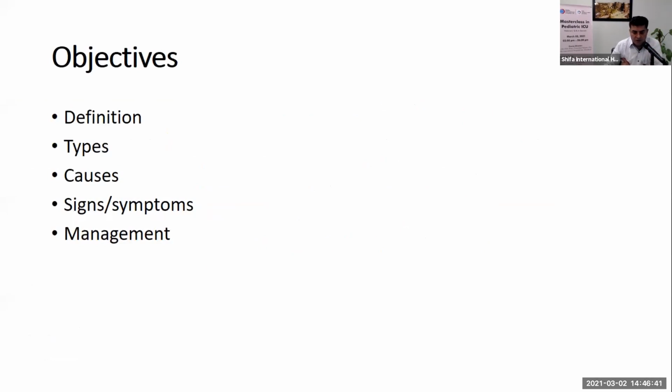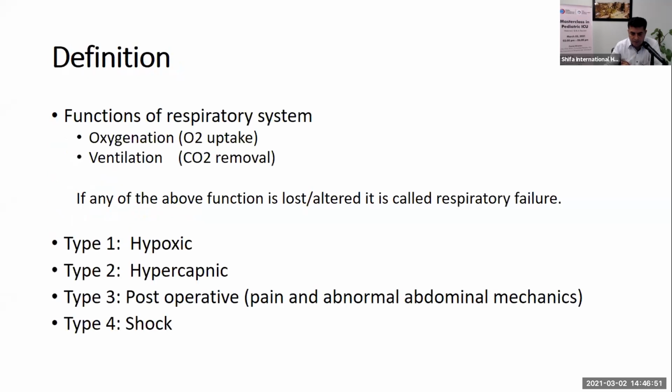Objectives of the talk will be the definition of respiratory failure, the types, a few important causes, signs, symptoms, and management. So let's talk about the definition first. Respiratory failure, as you know, the functions of the respiratory system are oxygenation, in which there is oxygen uptake into the blood, and ventilation, where there is CO2 removal. So if any of the above functions is either lost or altered, you can simply call it respiratory failure.